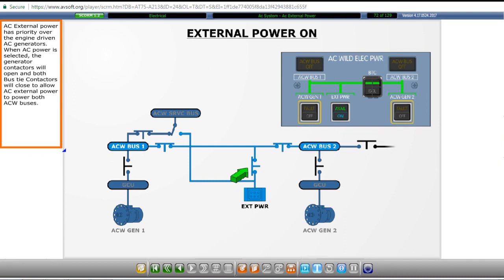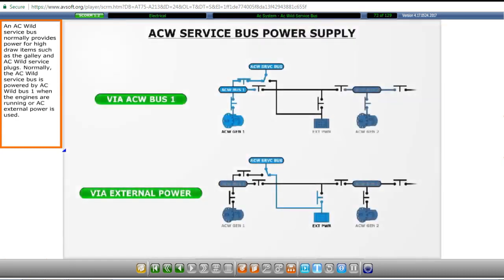AC external power has priority over the engine-driven AC generators. When AC power is selected, the generator contactors will open and both bus tie contactors will close to allow AC external power to power both AC wild buses.